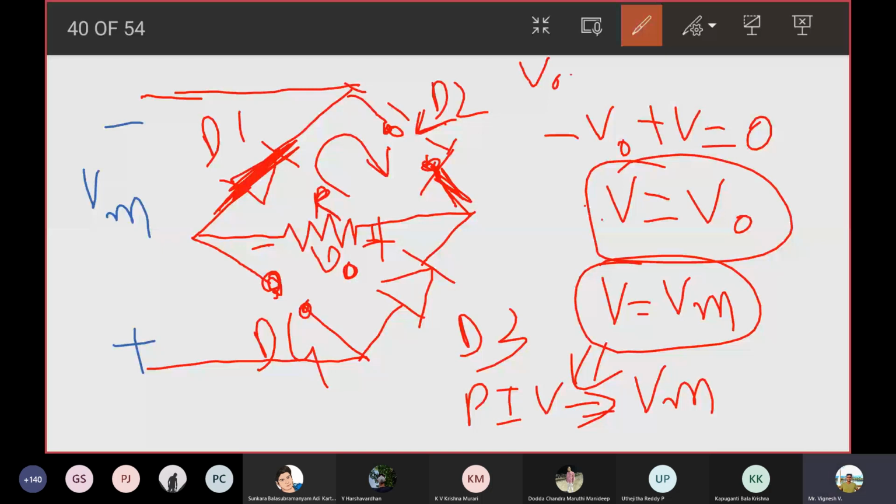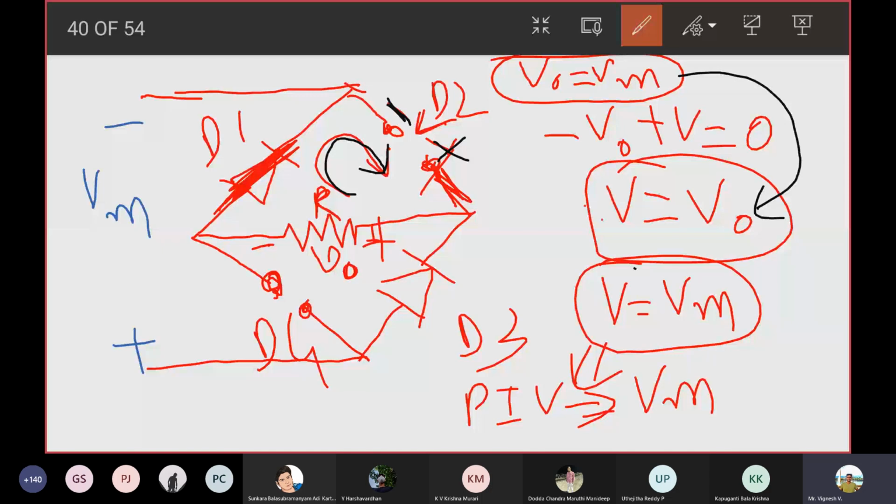All of you agree with me? Isn't V naught equals Vm? V naught equals Vm. Then I write KVL in this loop. If I write KVL in this loop, the loop equation would look like minus V naught plus V equals 0. Am I right? Do you agree? Yes, sir. So V would be equals V naught, and you know that V naught is same as Vm. So V equals Vm. So the peak inverse voltage for a bridge rectifier is Vm.